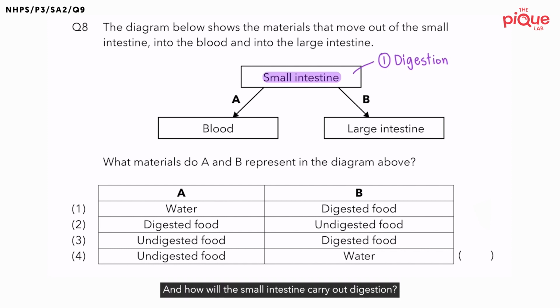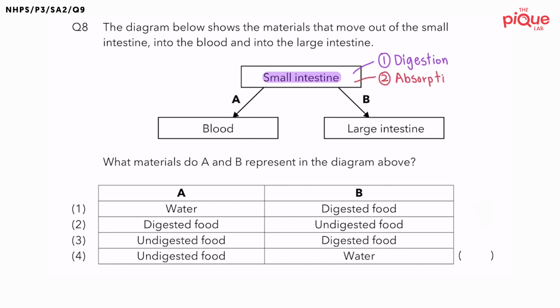And how will the small intestine carry out digestion? The small intestine has to release what kind of juices? The small intestine has to release digestive juices. And after the small intestine carries out digestion, what kind of food do we have now? We have digested food. And the digested food will be absorbed through the walls of the small intestine into the bloodstream. And this other process is known as absorption.